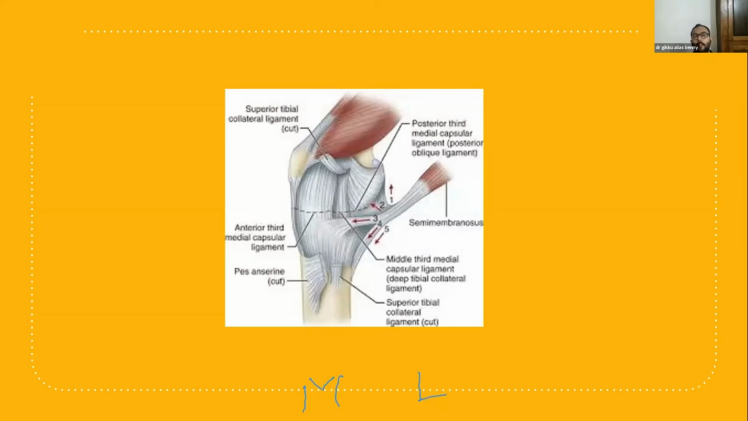I will explain it. The patient is in prone position, and the patient's knee is flexed to 90 degrees. Ask the patient to flex the knee joint again from 90 degrees against our resistance. Then the patient feels pain at this pes anserine bursa. And this is pes anserine bursitis.